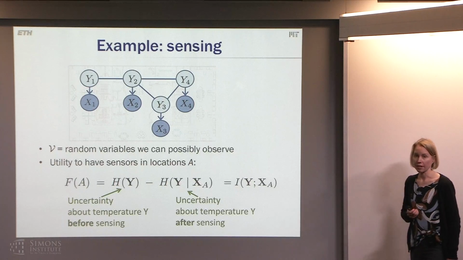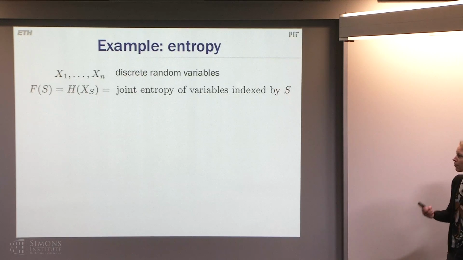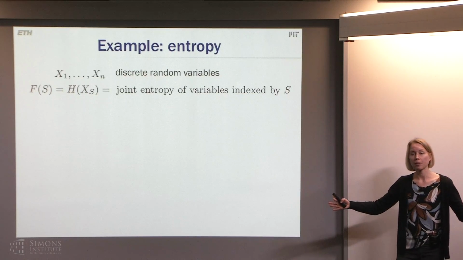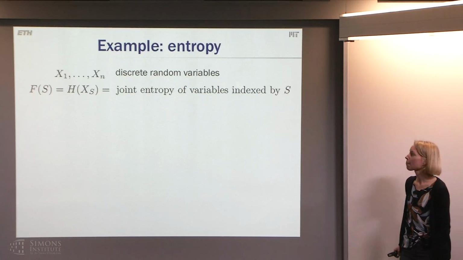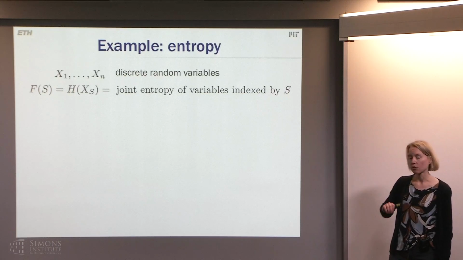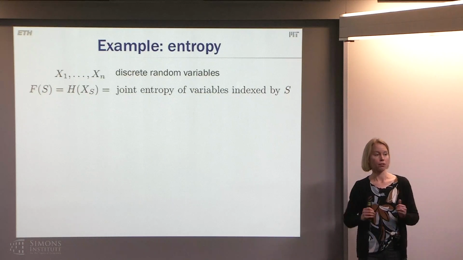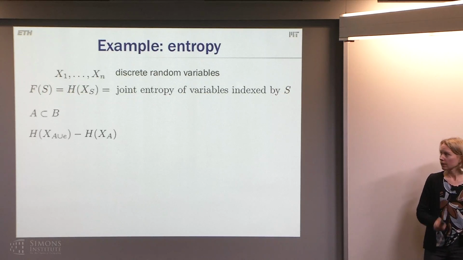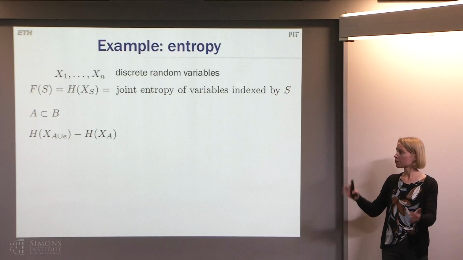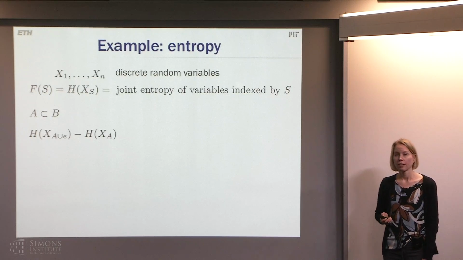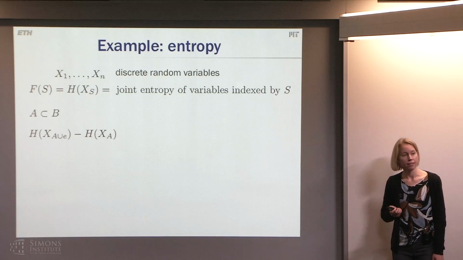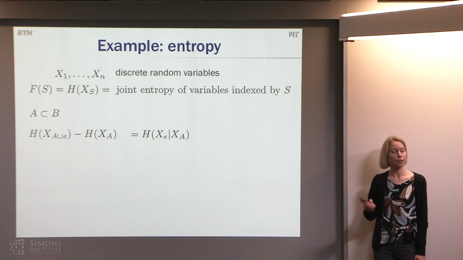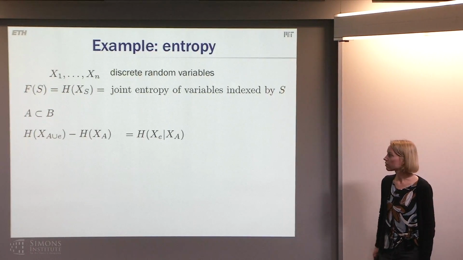And let me just show you the proof for that one. So let's look at the entropy function per se. For entropy, we have a set of discrete random variables, and that's basically our ground set to choose from. And now the function that we're looking at is the joint entropy of picking that subset of variables. So let's look at the marginal gain for this entropy. Essentially, it's the entropy of the larger set minus the entropy of A by itself. So this particular difference has a name and is essentially the conditional entropy of the variable x_i given all the other variables in A. So it's just the conditional entropy.